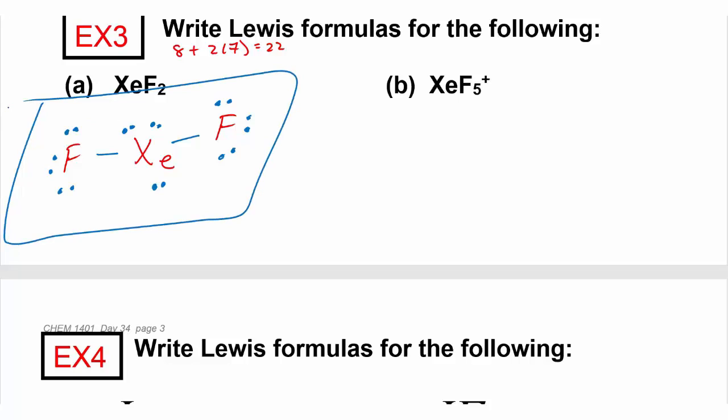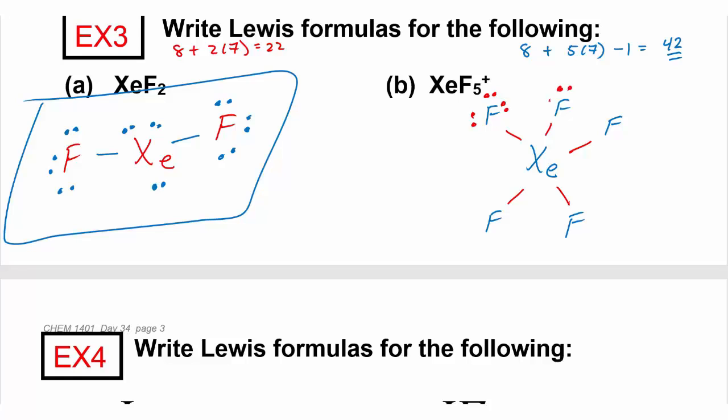Xenon pentafluoride, cation. 8 for xenon, 5 times 7 for the fluorine. Subtract 1 for the charge. I'll have 42 valence electrons to work with. 5 fluorines surrounding this xenon. So let's connect them. Bonds. Let's make octets on all the surrounding atoms. And again, anything left over, we'll put on the center atom.